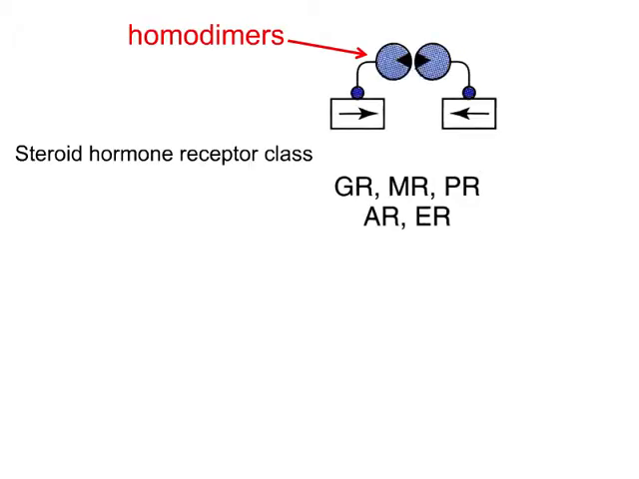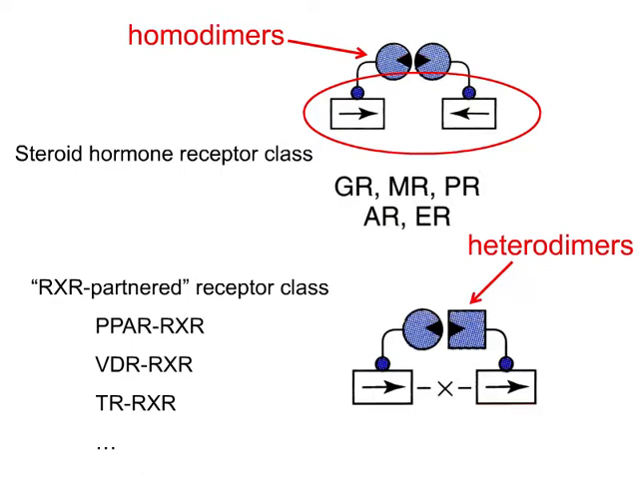There are two classes of nuclear hormone receptors. The steroid hormone class bind to hormone response elements as homodimers, and their response elements are indirect repeats. The RXR partnered class of nuclear receptors bind to direct repeats as heterodimers. One member of the heterodimer is always the RXR, or the retinoic acid receptor.